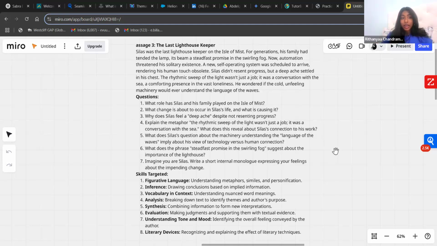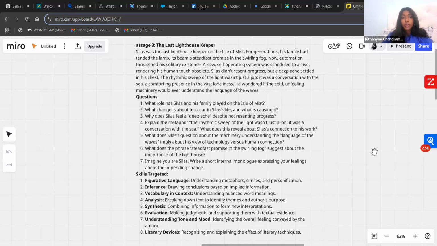Silas was the last lighthouse keeper on the Isle of Mist. For generations, his family had tended to the lamp, its beam a steadfast promise in the swirling fog. Now automation threatened his solitary existence. A new self-operating system was scheduled to arrive, rendering his human touch obsolete. Silas didn't resent progress, but a deep ache settled in his chest.